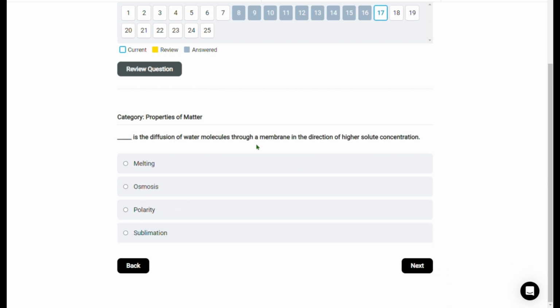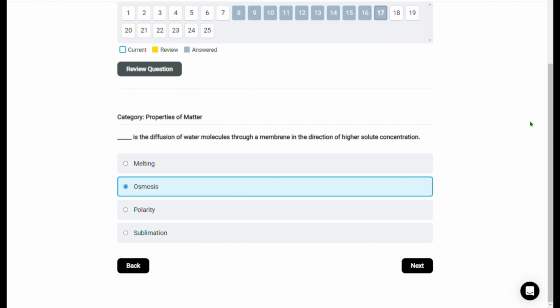Blank is the diffusion of water molecules through a membrane in the direction of higher solute concentration. The answer to this one would be osmosis. Osmosis simply is the movement of water, and it is normally in a diffusion gradient of high to low. So that can be high pressure to low pressure, high solutes to low solutes.